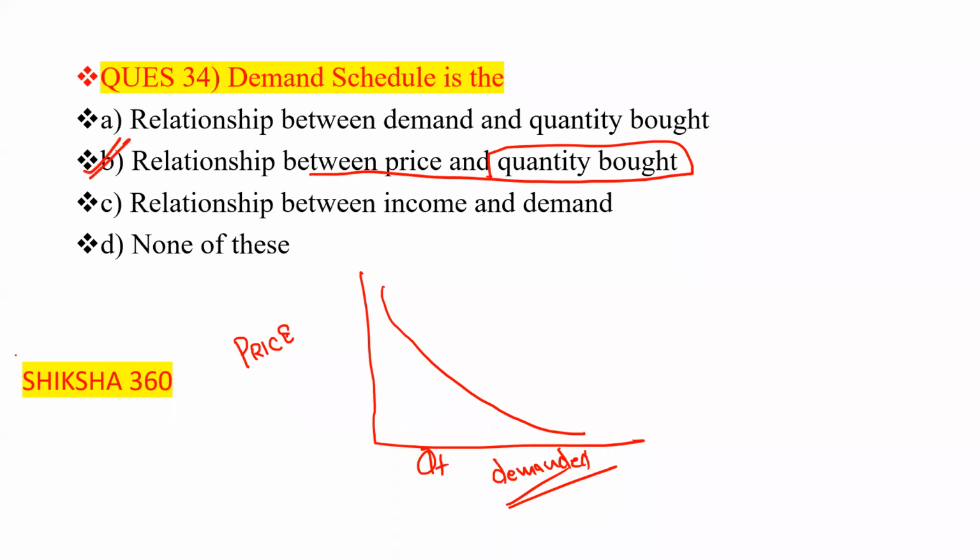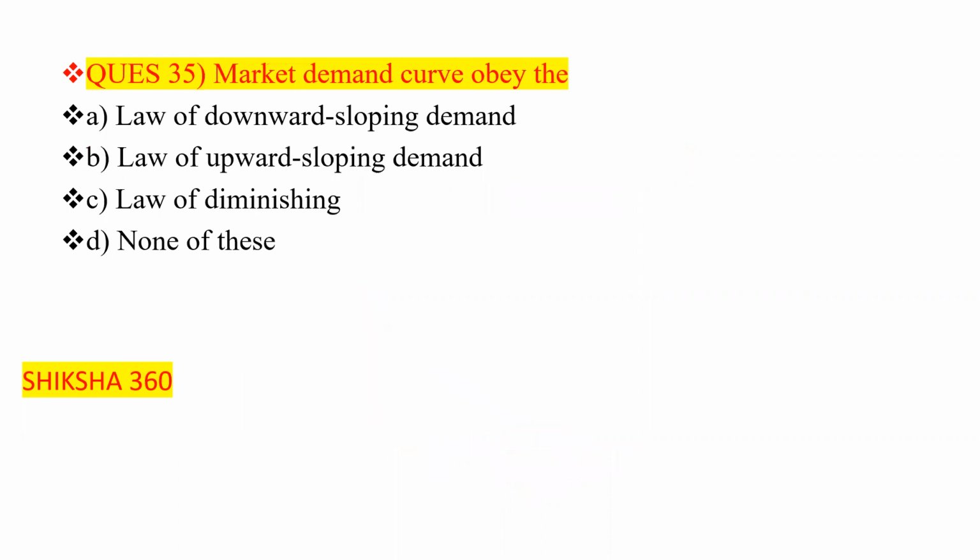Straightforward question. You will find that the questions are of a similar type, they are just rotating the things. The demand schedule is a relationship between the price and the quantity bought. Now move to the next question. Market demand curve. The market demand curve basically obeys... This one is the market demand curve.